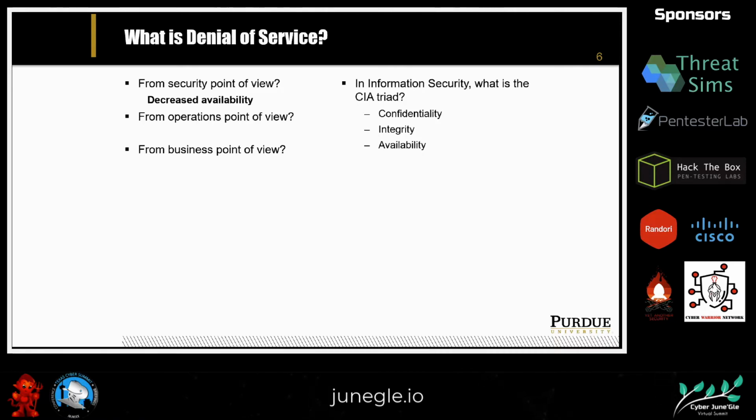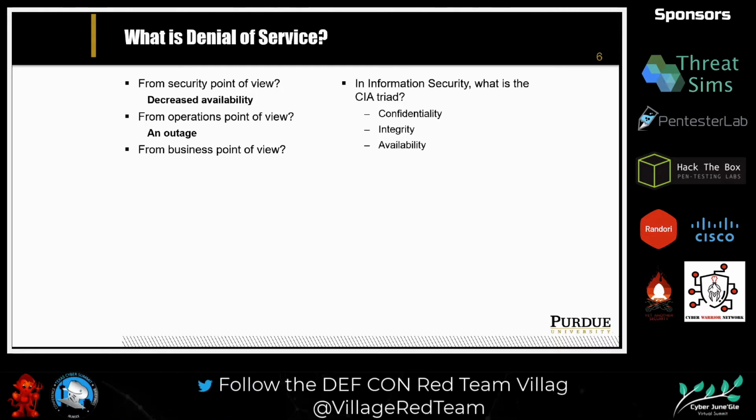Now, from an operations point of view, this will be an outage. And as I mentioned a few minutes ago, it is very important to realize that because operations people for many, many years have figured out how to deal with outages, build redundancy, distribute traffic, and so on. So it's very important as a security person to be able to interface with your operations team and be able to use whatever resources they can offer when you're dealing with this type of event. From a business point of view, this is financial loss. And why is that important? Well, if you want to prepare your company to deal with denial of service attacks, you will need to have a budget.